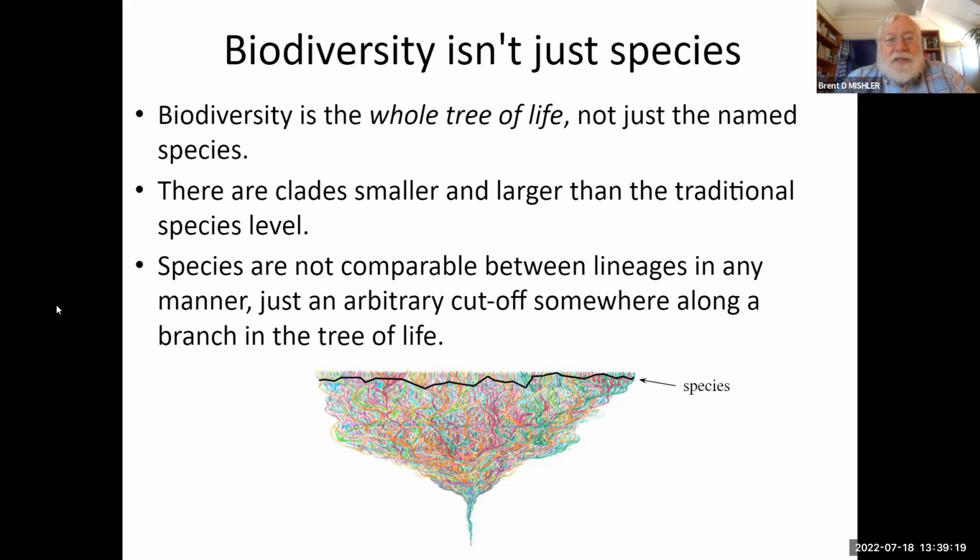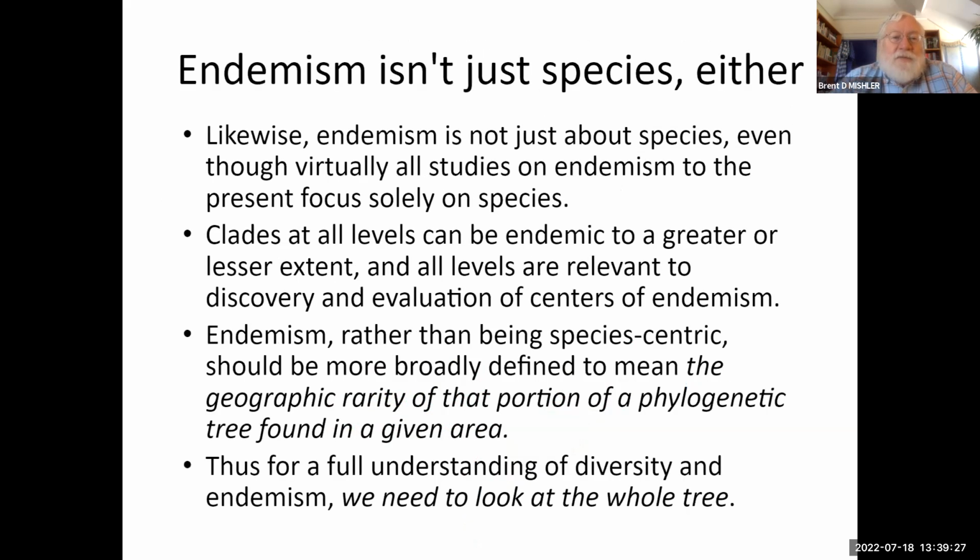And so ideally you'd want to be able to look at the whole tree and not just species to make assessments of biodiversity. Next. Likewise, endemism isn't about species either. Any of these lineages, smaller or bigger than species, could be and are useful for conservation, and we need to consider their geographic distribution, how widespread they are. So the bottom line of this is that to really understand diversity and endemism, we need to look at the whole tree and not just species.